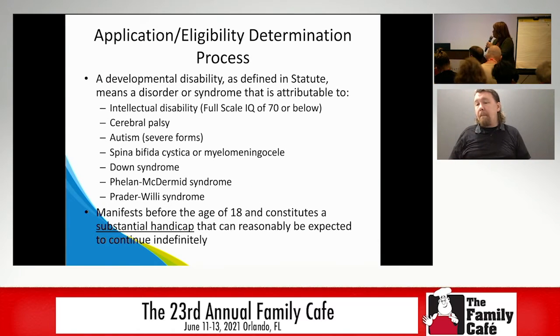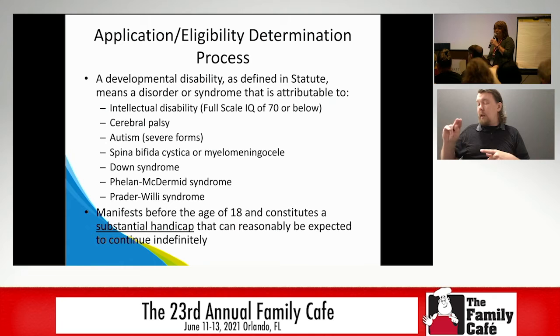In order to determine if the person has a developmental disability for eligibility purposes for the agency, we will be looking at whether or not the person has an intellectual disability with a full-scale IQ of 70 or below, cerebral palsy, a severe form of autism, spina bifida cystica, or, and I've never been able to say that word, but something like myelomeningocele.